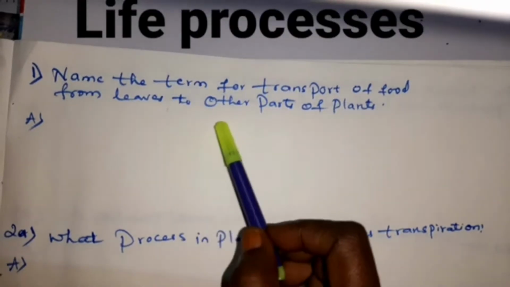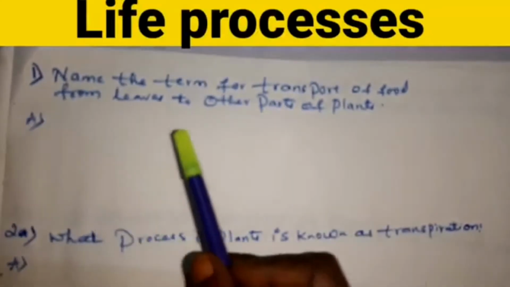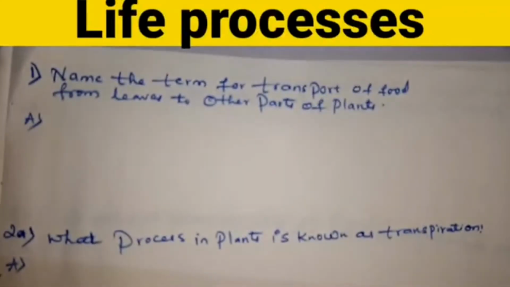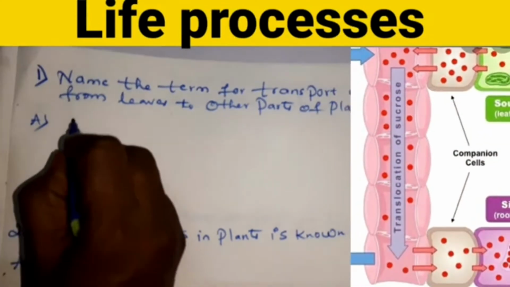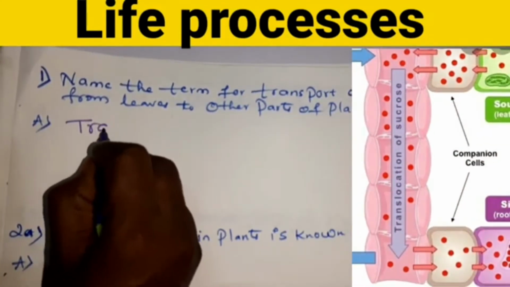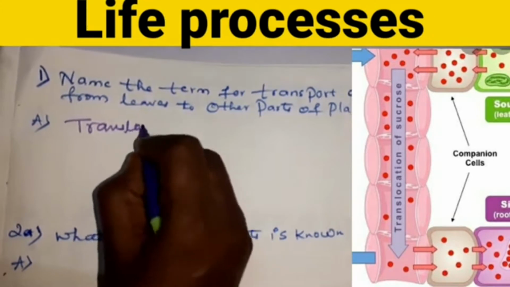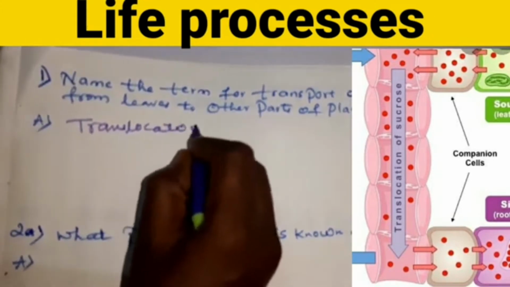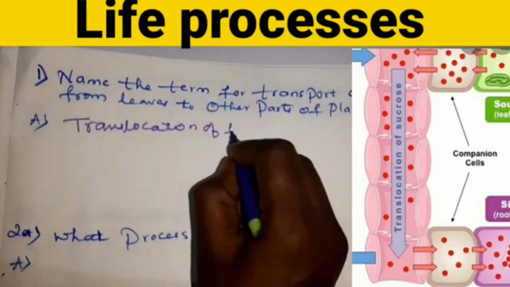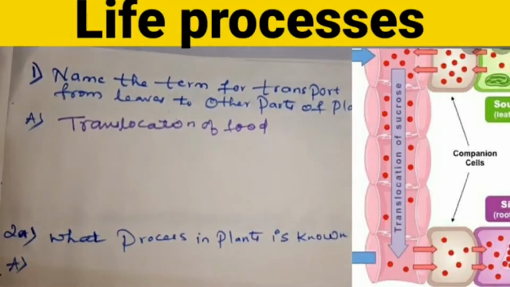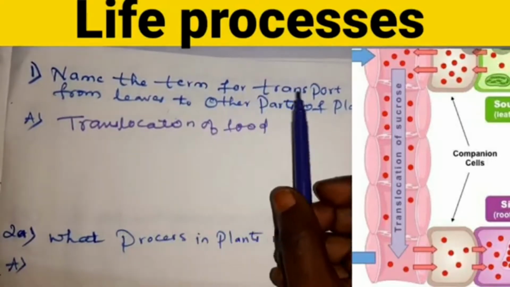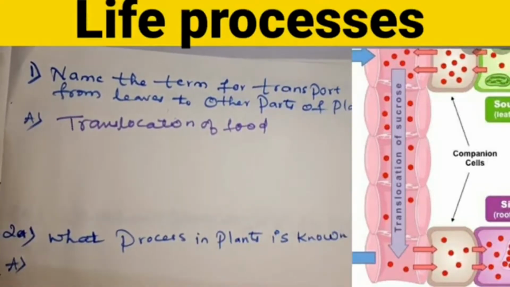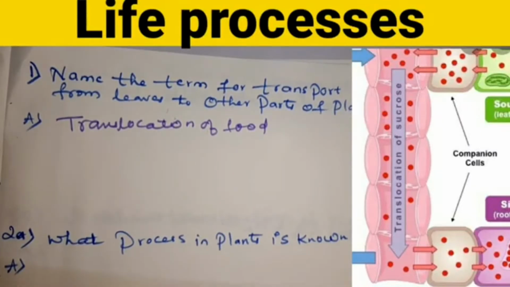First question is, name the term for transport of food from the leaves to other parts of the plant. It is translocation of food. Translocation of food is the transportation of food materials from the leaves to other parts of the plant body, and that process we call translocation of food.